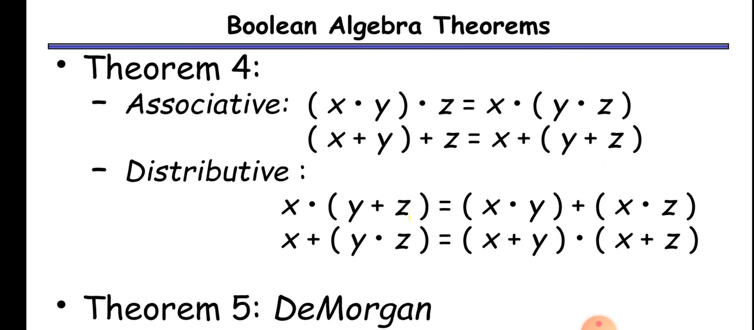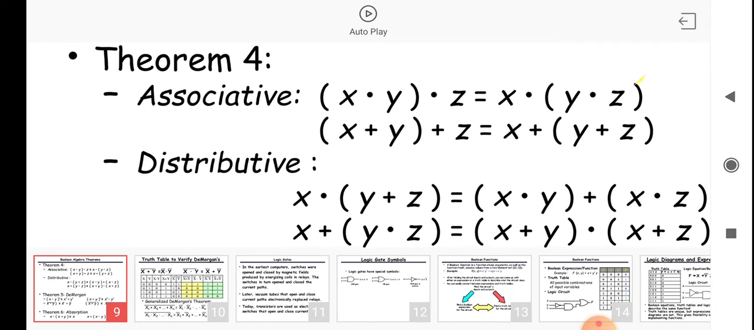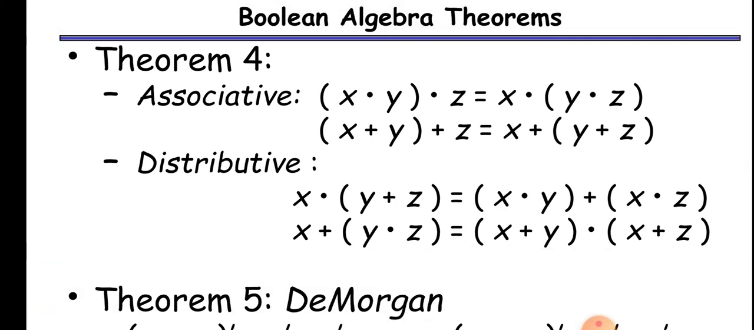So what is the associative law? x dot y in brackets into z. So we have to multiply x dot y into z. This is the associative law for the product term, and for the sum term it should be x plus y plus z equal to x plus y plus z. So this is the associative law.